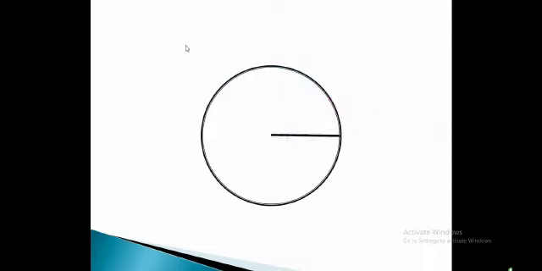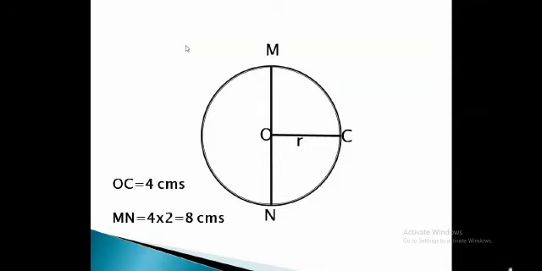Now this is the radius. This is the center. O is the center. Small r is the radius of the circle, and OC is the radius. We'll draw a diameter. We'll name it M and N. So OC is 4 centimeters. MN is 2 times OC, that is 4 into 2, which is equal to 8 centimeters.